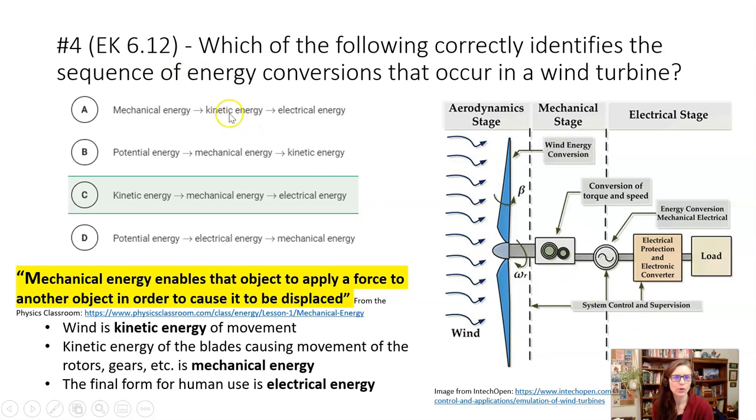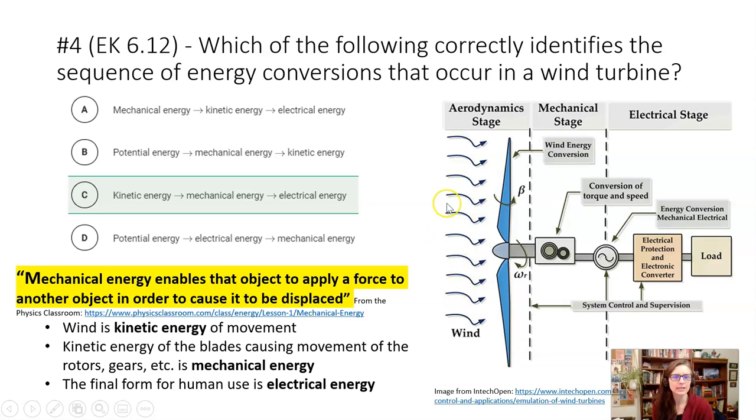Next question, number 4, which of the following identifies the sequence of energy conversions that occurs in a wind turbine? Remember, we have the definition of energy. The biggest one that messed people up is mechanical. And mechanical energy enables that object to apply a force to another object in order to cause it to be displaced. So keep in mind that is mechanical energy.